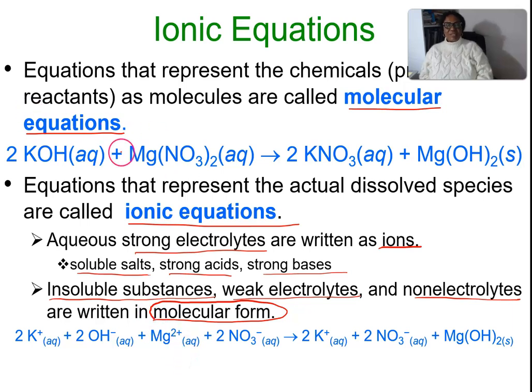For example, this equation above, if we want to write the ionic equation, you see this is a strong electrolyte. You see, we have broken it down. This is a soluble salt. You see, we put it in the ions. This is a soluble salt in the ion, but this is insoluble. We must write it in the molecular form. But this is the ionic equation.